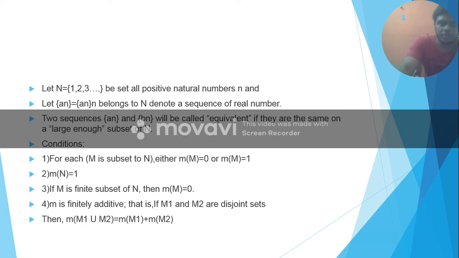And if m of capital N is equal to 1, and if M is a finite subset of N, if m is finitely additive, then M1 and M2 will become disjoint sets, and m of M1 union M2 is equal to m of M1 plus m of M2.